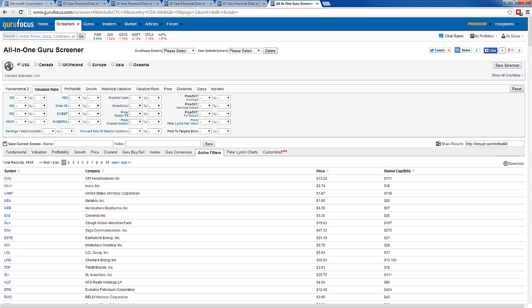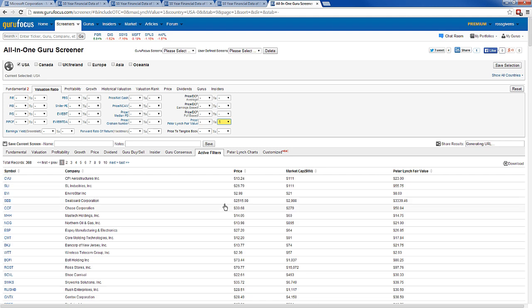Now, notice we're starting with 4,147 stocks in our screener. You can scan for stocks meeting the valuation criteria we looked at. Remember the Peter Lynch value? You're looking for price to Peter Lynch value. So if you want to find stocks trading at less than their Peter Lynch value, this is a minimum maximum drop down. Just put the maximum at 1. Now we're down to 368 stocks. We just cut out 90% of the stocks out there that are not worth our time.